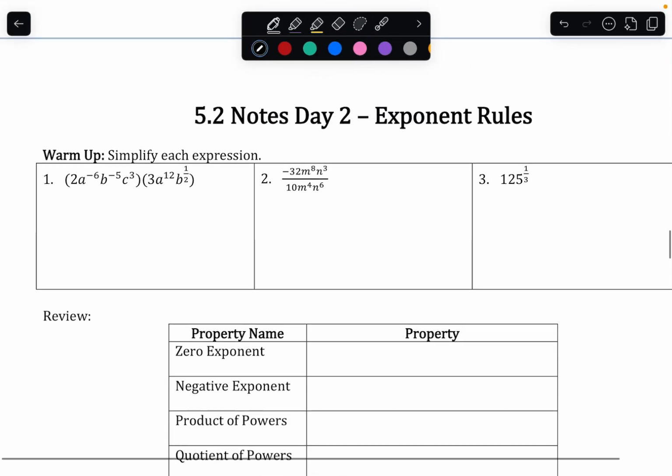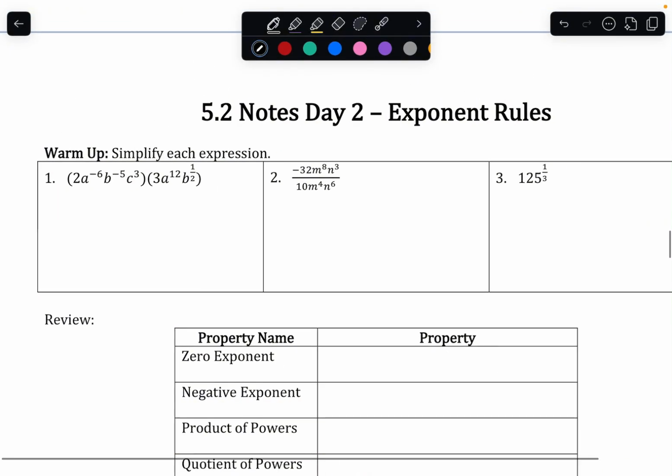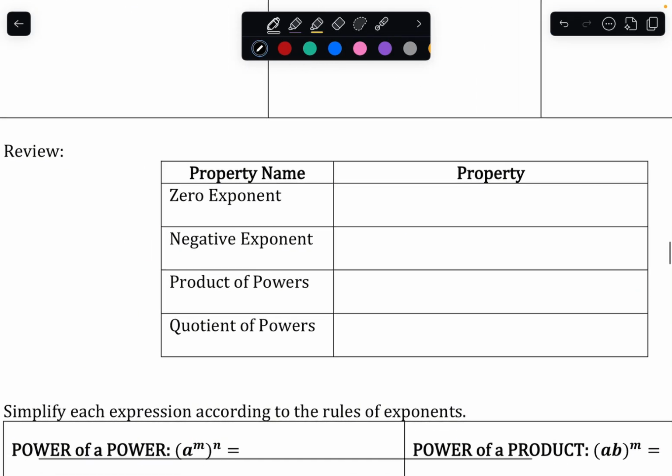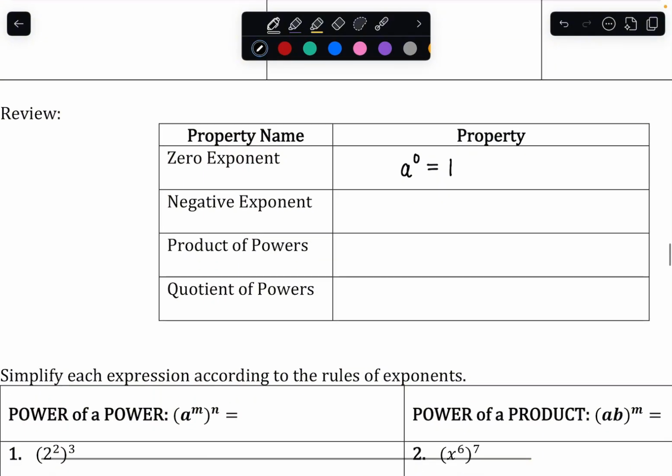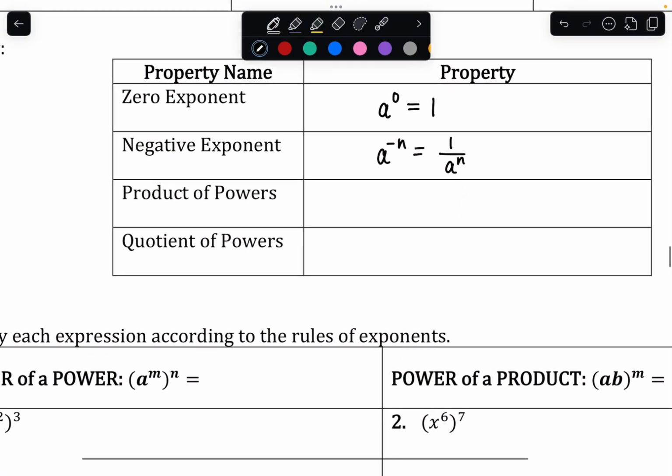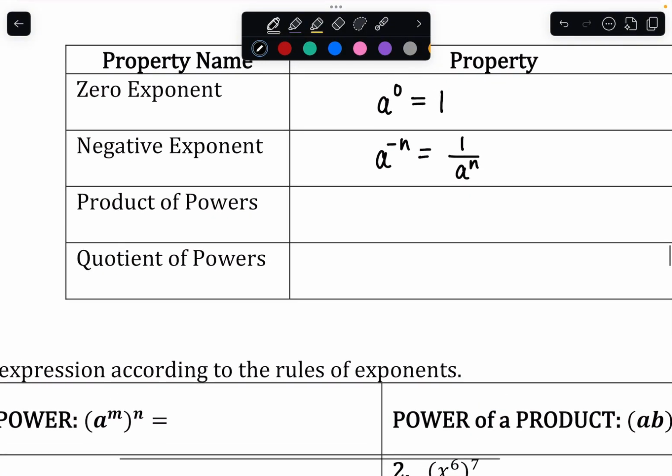All right, this is day 2 of simplifying expressions using the exponent rules. Quick review of what we talked about last time: a 0 exponent, anytime you raise something to the 0 power, it's 1, no matter how ugly it is. If you see a negative exponent, that means it's on the wrong side of the fraction bar, and so you move it to the other side of the fraction bar and you make it positive.